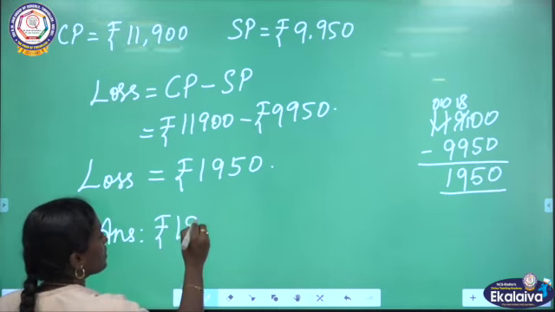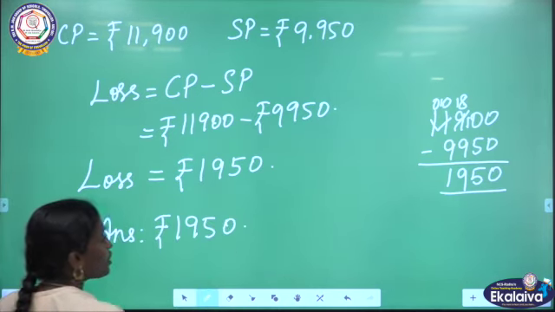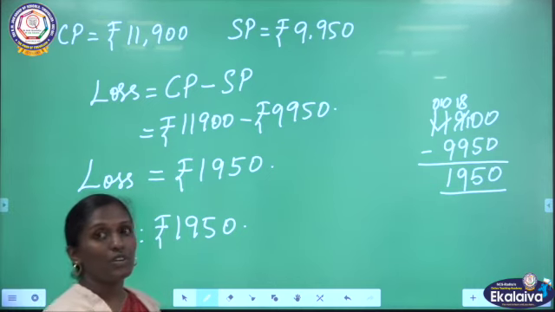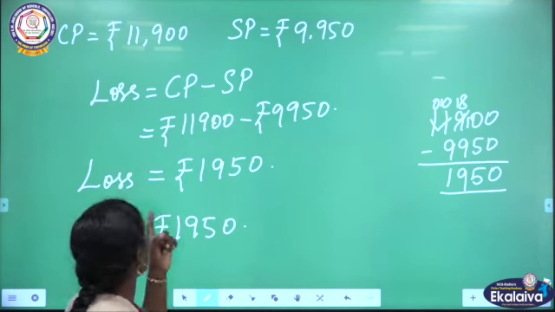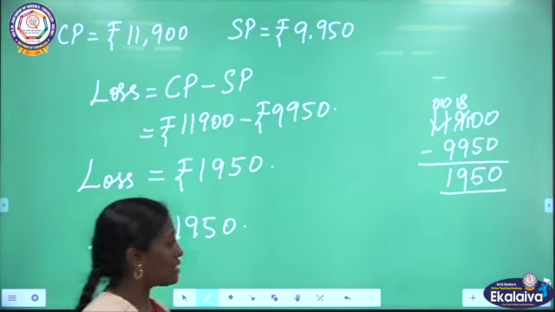Rupees 1950. So to find the profit, profit is equal to selling price minus cost price. To find loss, loss is equal to cost price minus selling price.